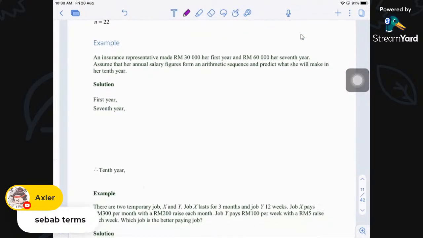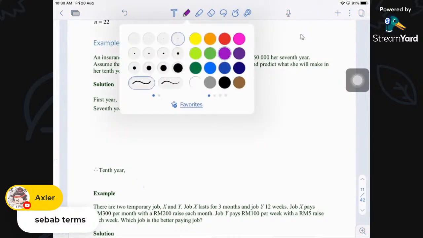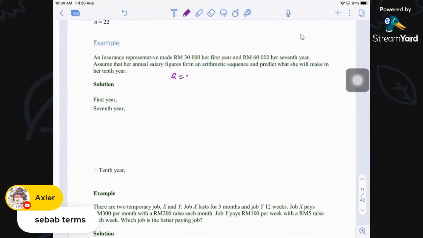They say an insurance representative made 30,000 her first year and 60,000 in the 7th year. So first year is 30,000, so A is 30,000. And then T7 is 60,000. You have to read and write down the information first. Write down whatever information you are getting. Understand? Once you get the information, then you can see how the thing will work. So you know T1 is 30,000, T7 is 60,000. They say assume her annual salary figures form an arithmetic sequence.